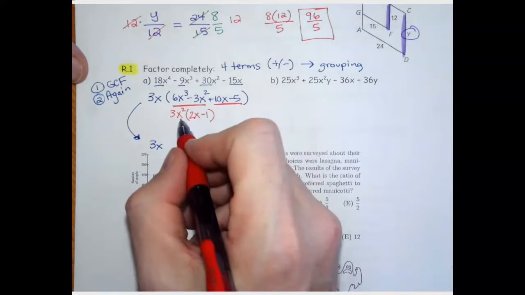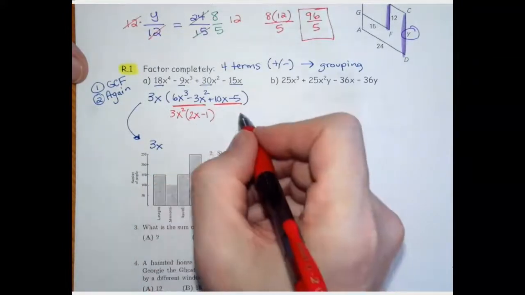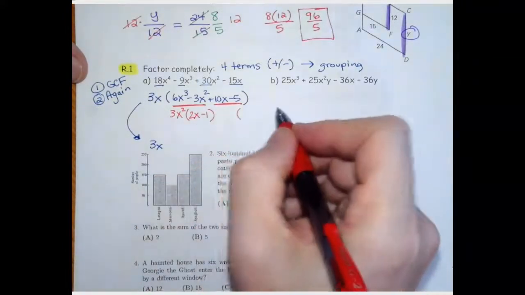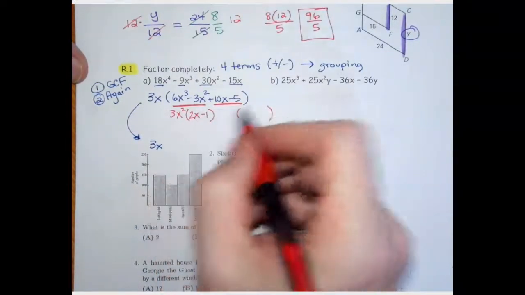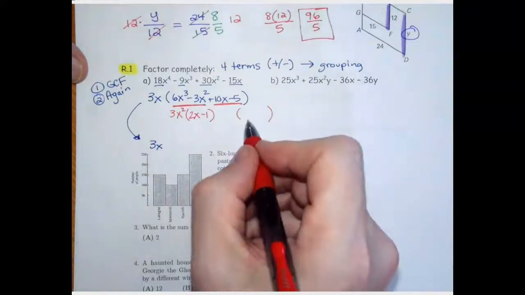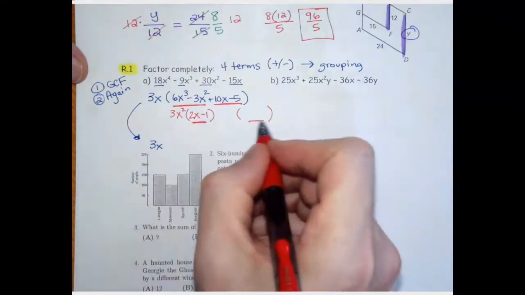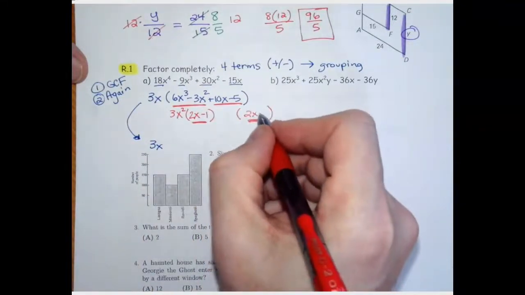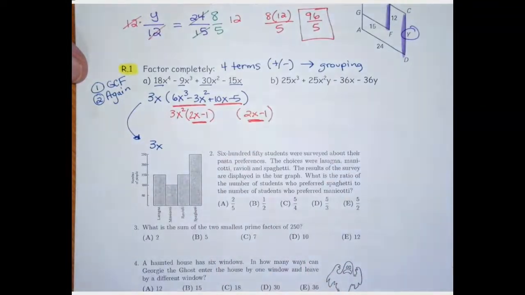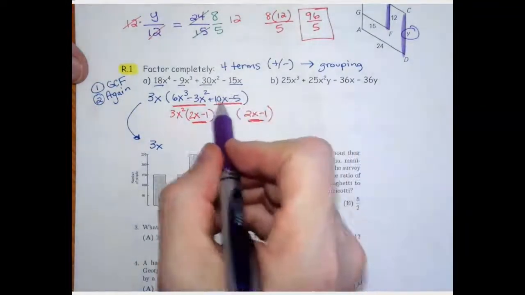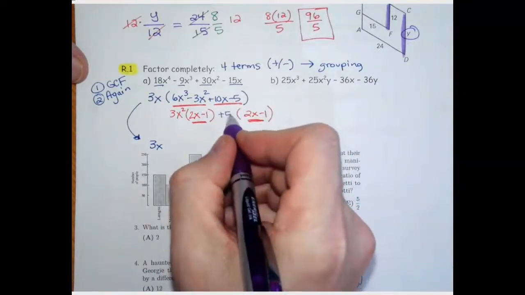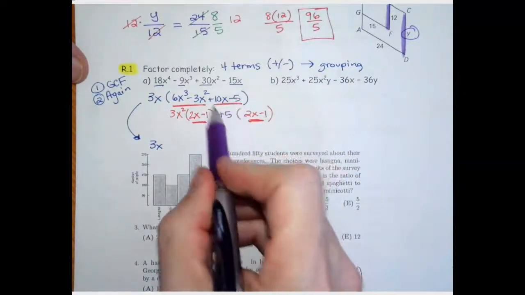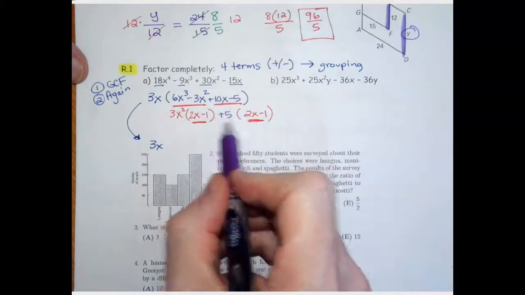Now, when we do factor by grouping, whatever we got in here should be the same as whatever that was. So that is also going to be 2x minus 1. And that helps us look at this and say, what can we factor out of this to make it equal to that? And so that's going to be plus 5. Be careful with the sign. Plus 5.